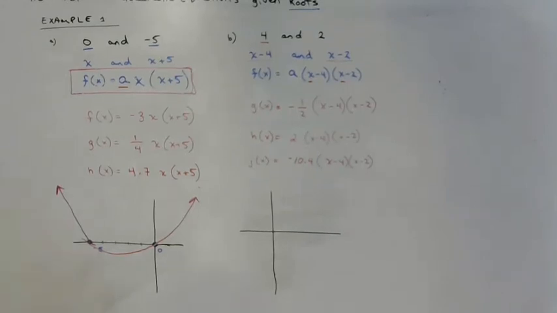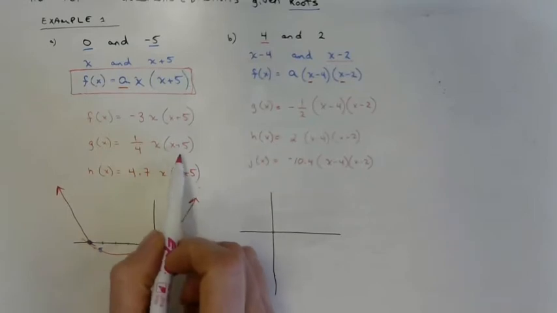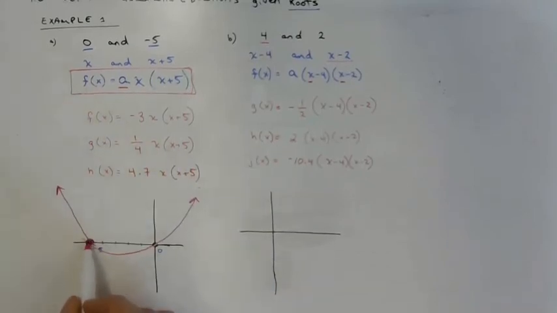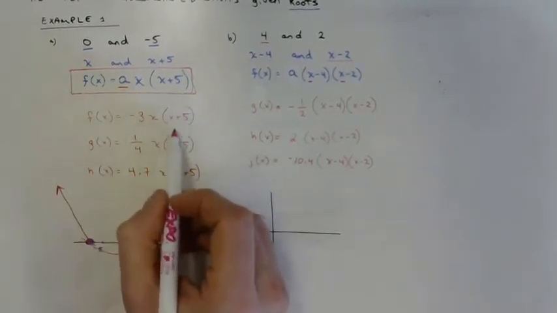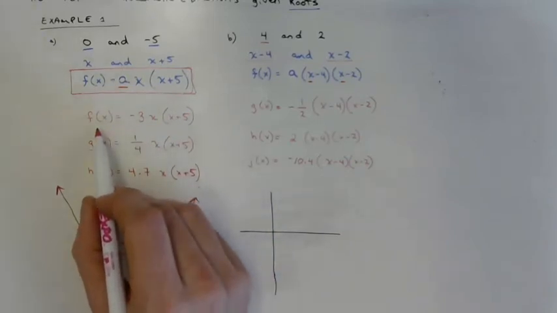But the equation is saying it's +5. Nope, it's saying that it has a 0 at -5, because an x value of -5 will cause this factor to be 0. Oh yeah, so we switch that. 0 times anything is 0.